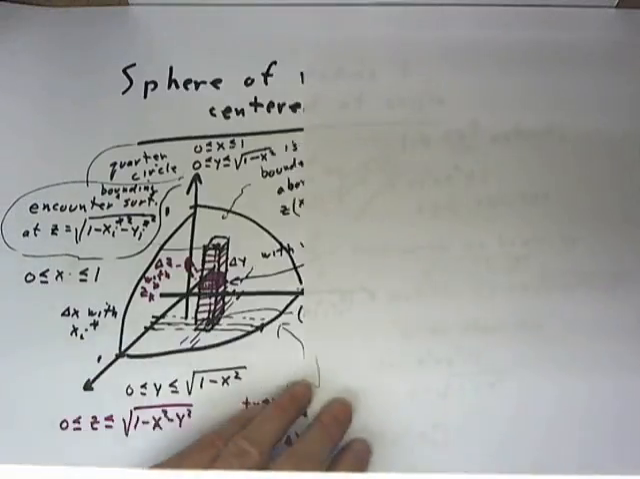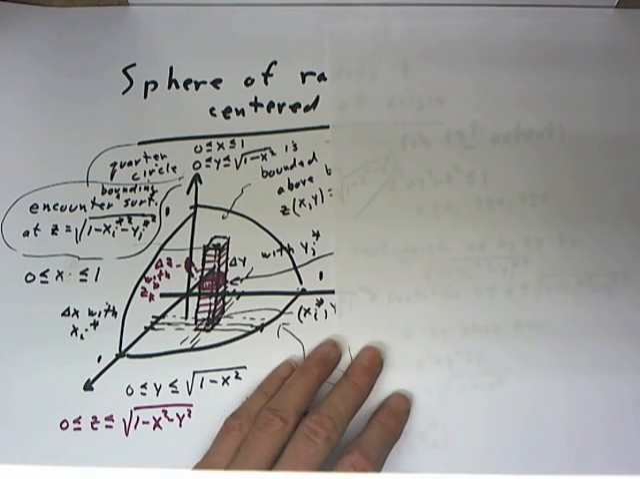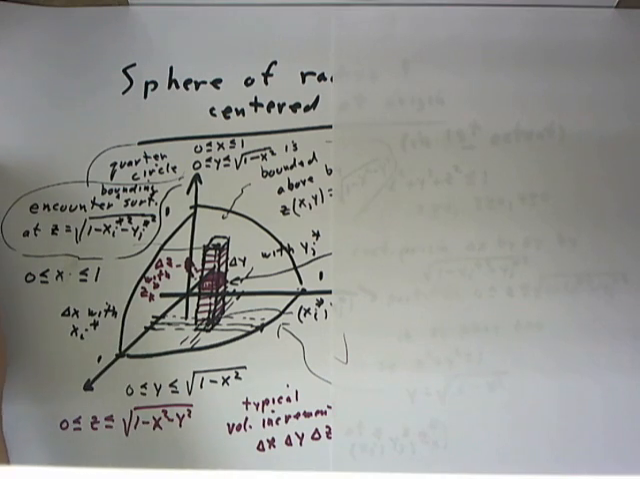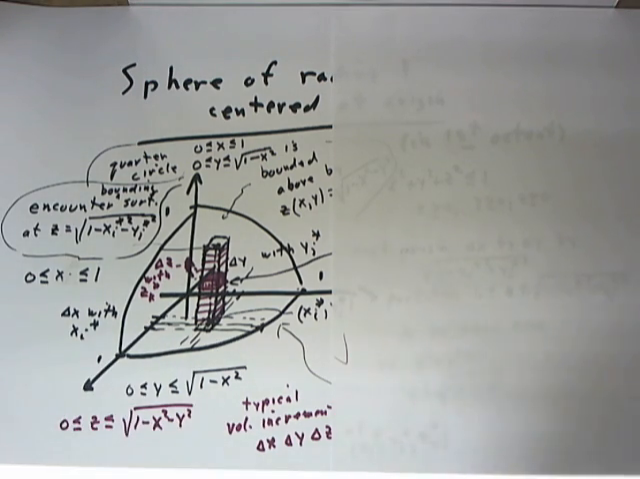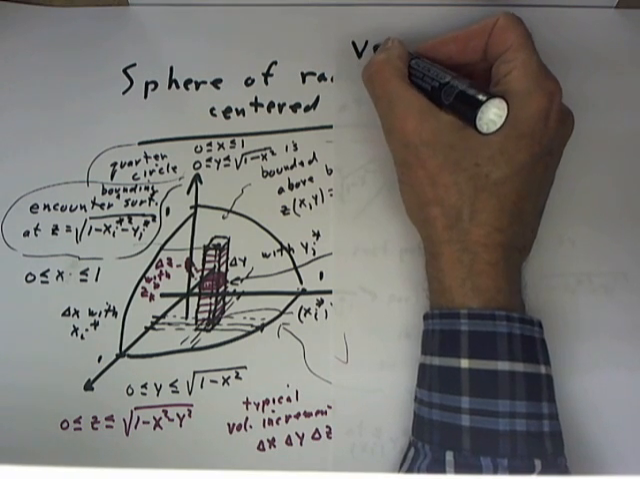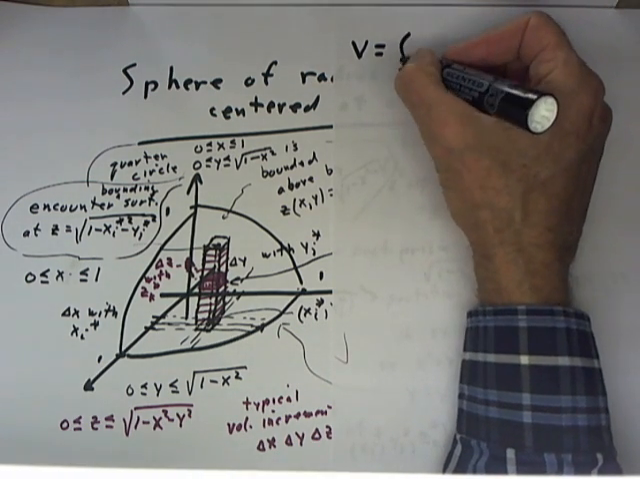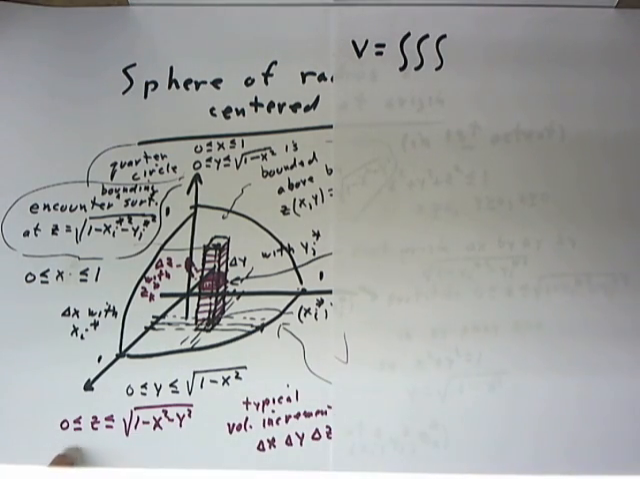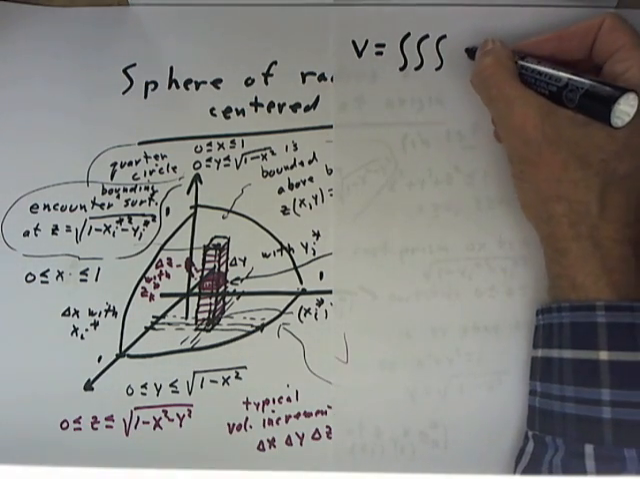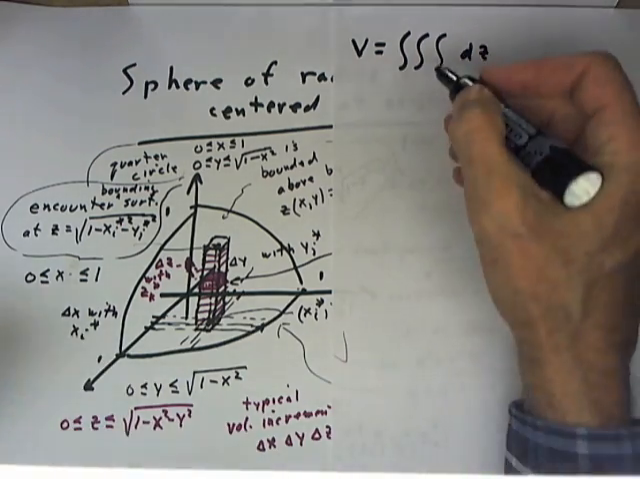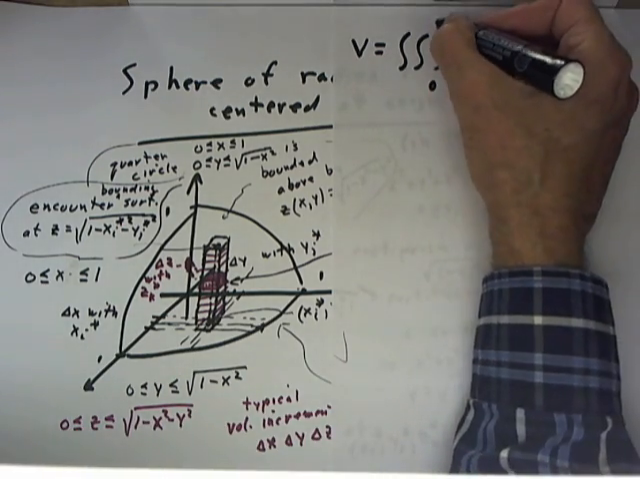So we should be able to write down our integral. The volume would just be the integral with respect to z from 0 to the square root of 1 minus x squared minus y squared.